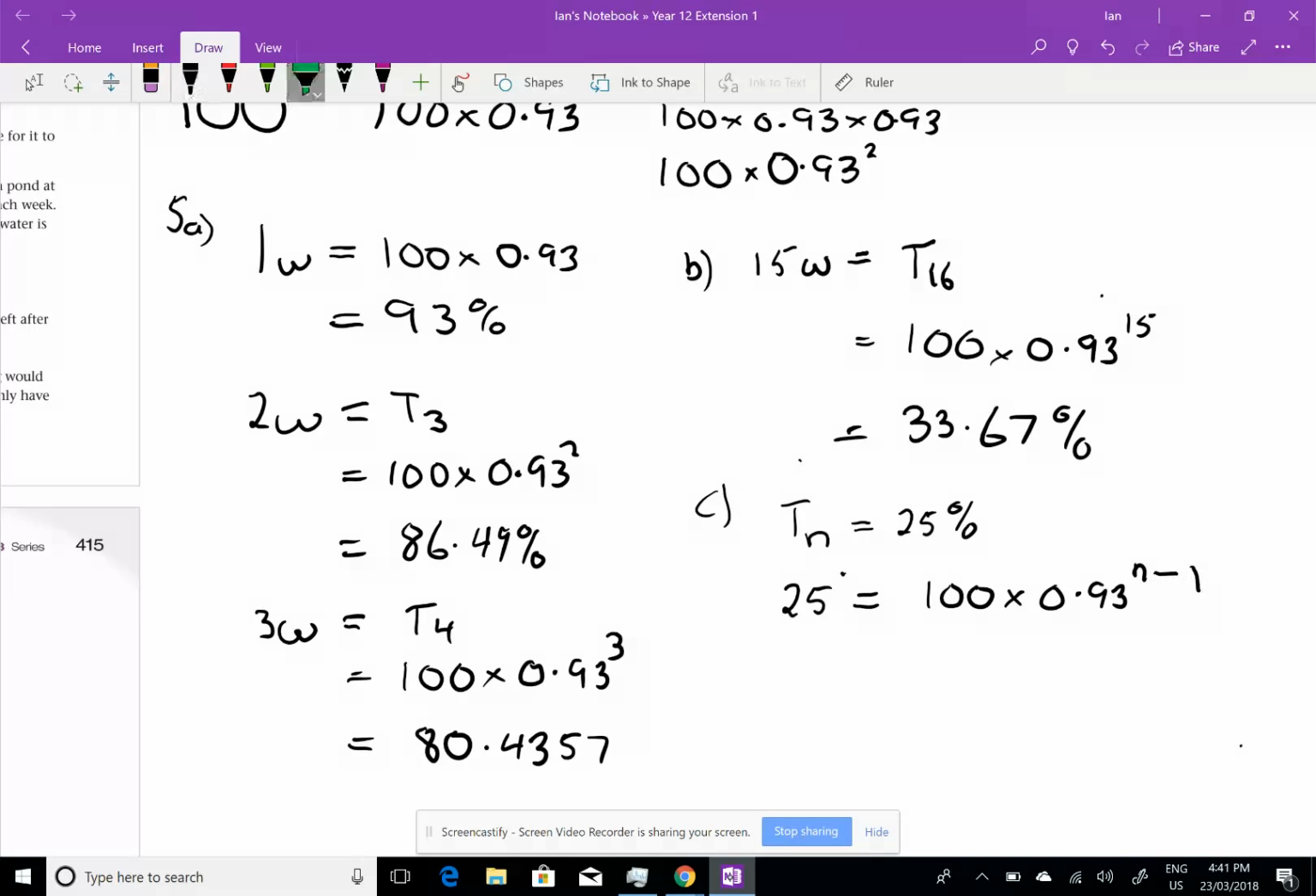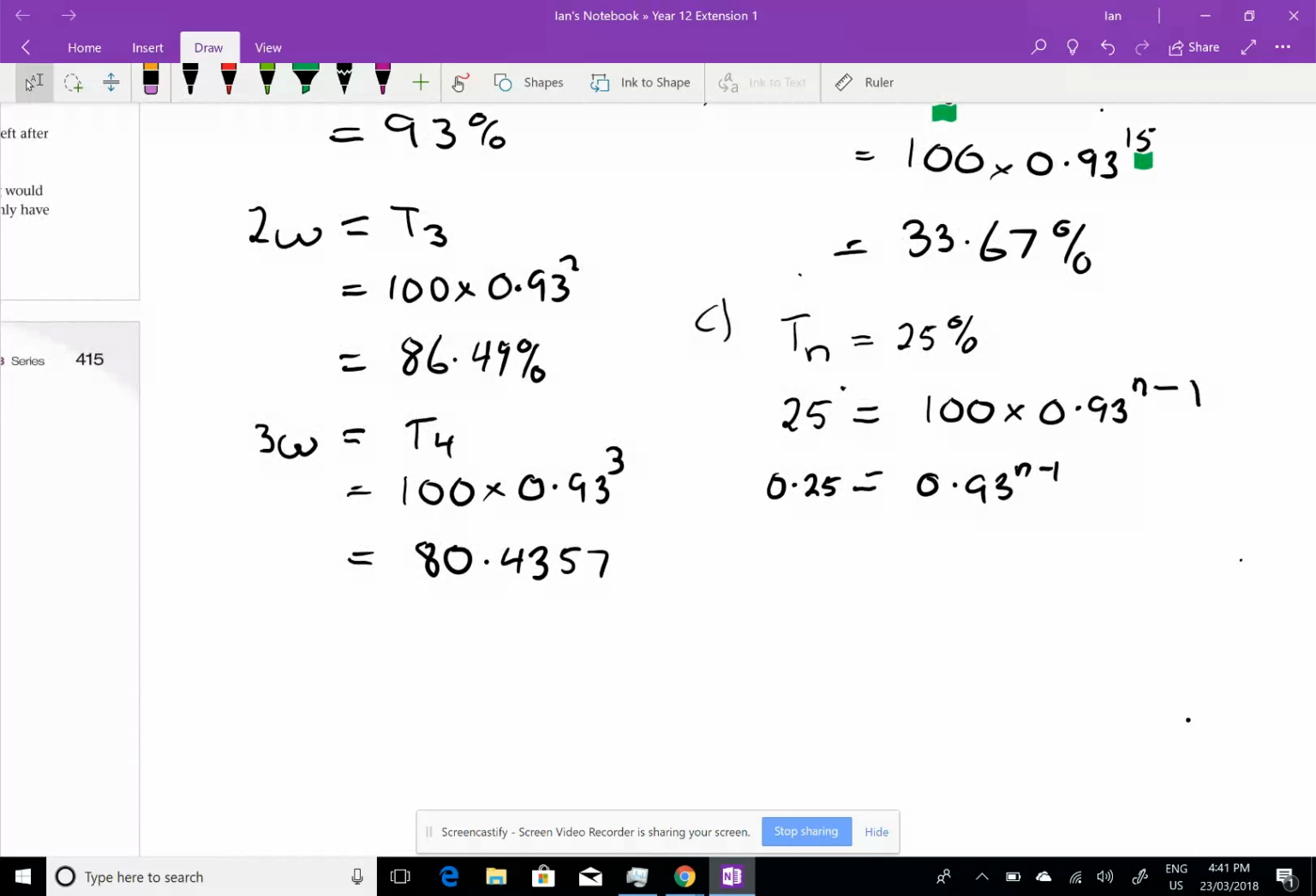And you can see it here, look, there, and we know in the formula, T of N equals A R to the N minus 1. So I was just a bit hasty this morning. Anyway, divide by the 100 and I get 0.25 equals 0.93 to the N minus 1.